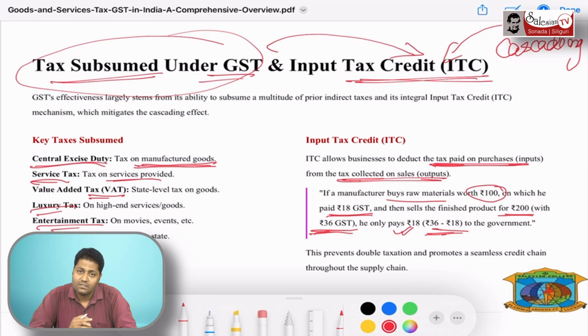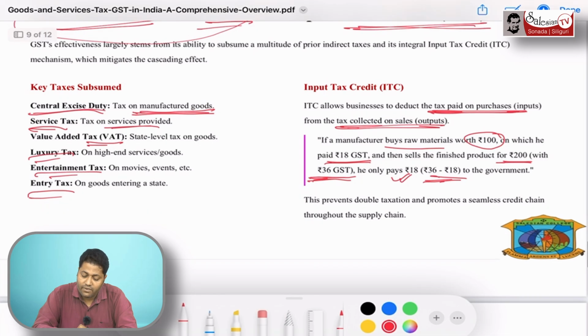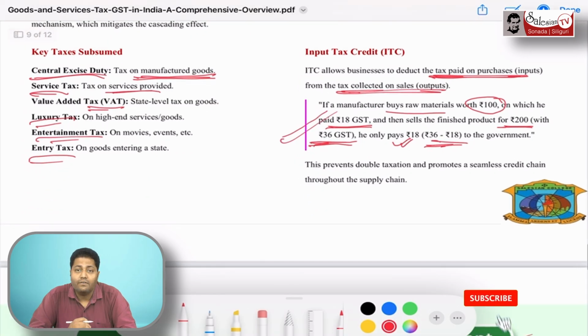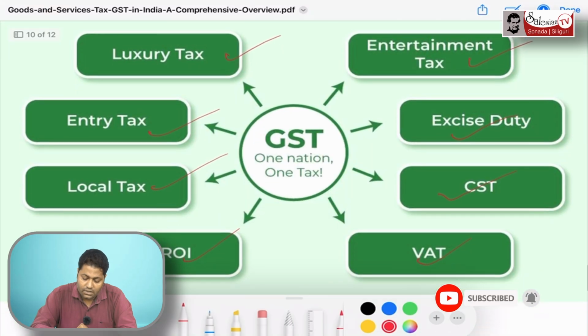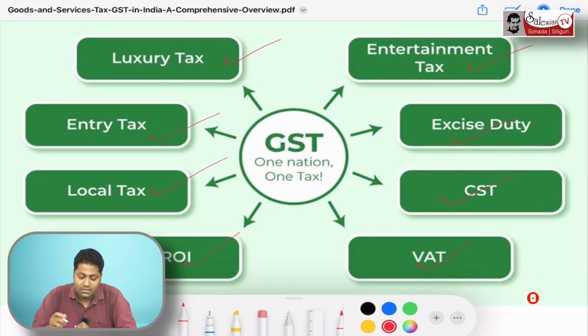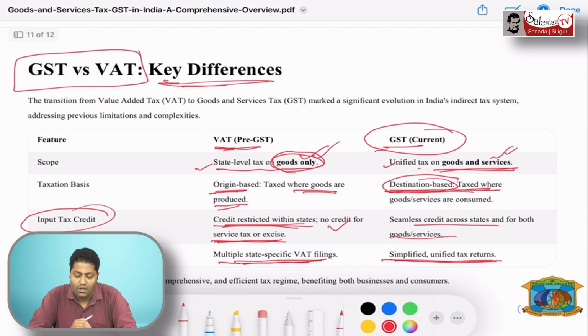As it is a basic class, I have tried to keep the class in basic mode. Input tax credit we have also studied. I have given you an example, and tried to explain what input tax credit is. Next, this is the tax which has been subsumed. So we can say GST is one nation, one tax. Next, we have studied the difference between GST and VAT. Hope this difference was very clear to you. And last, thank you very much.